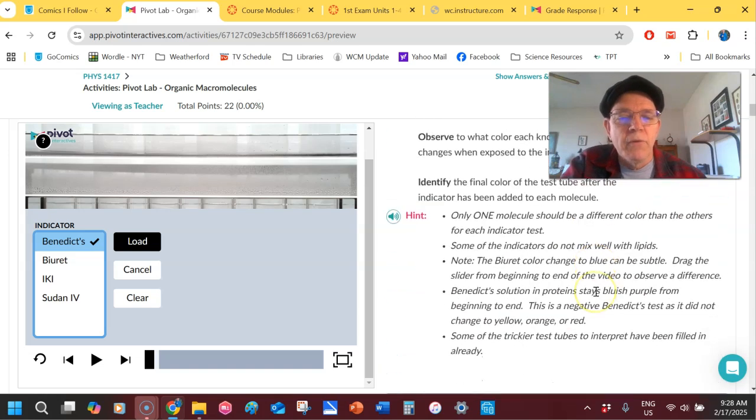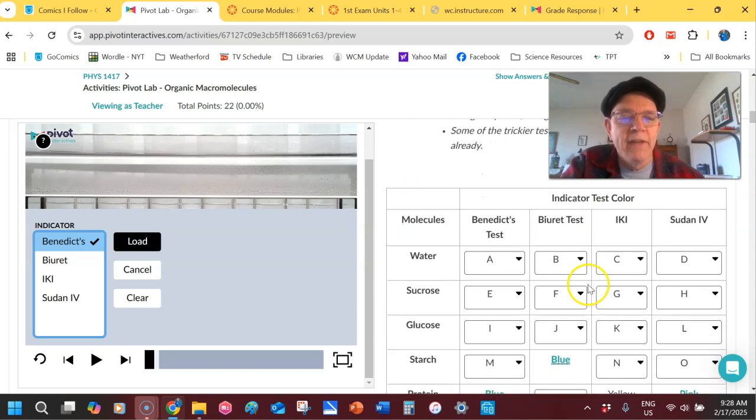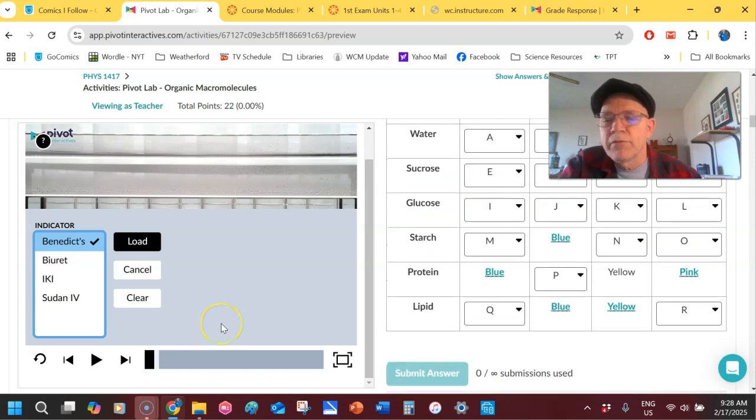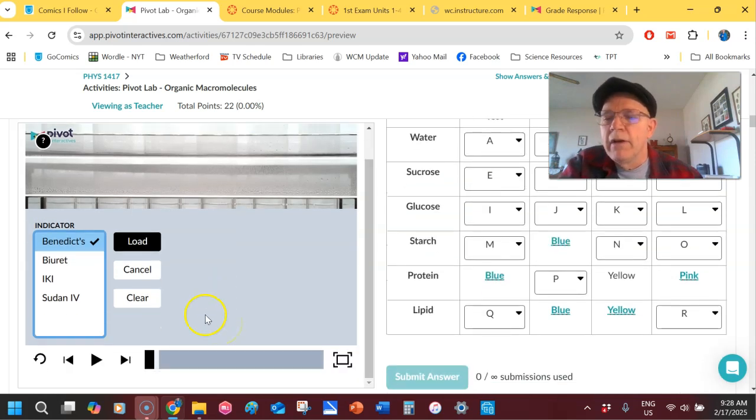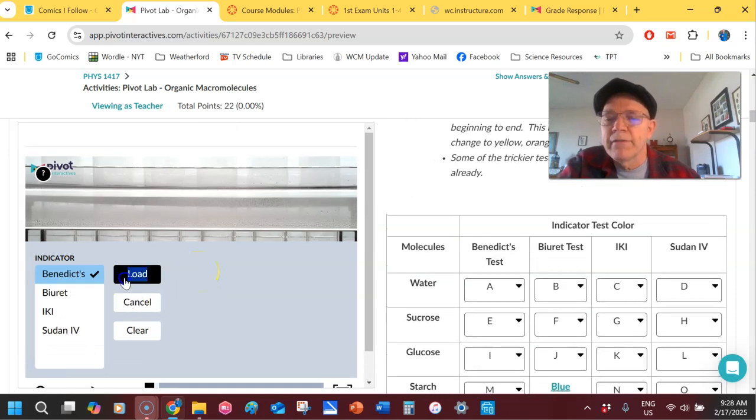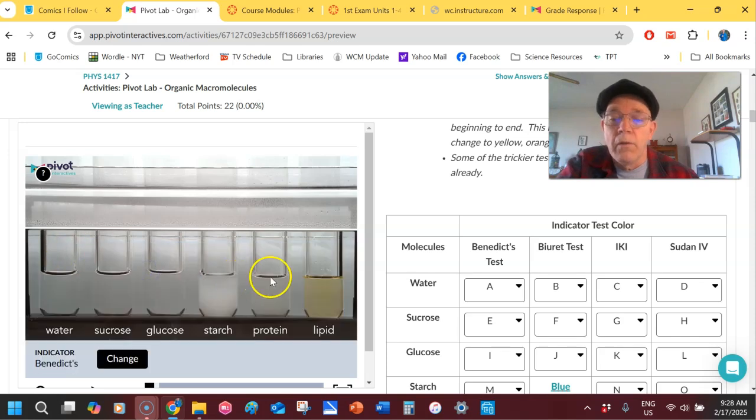All right. So the first thing we want to do is to do each of these tests. And so you'll try them on each of these different ones. You can pick over here which ones you want to run it on. If you do the Benedict's, then it will run the Benedict's solution test on all of them, okay? And you will see what the results are.